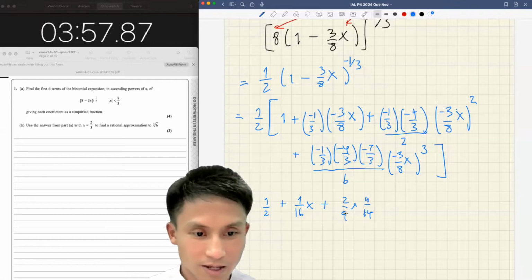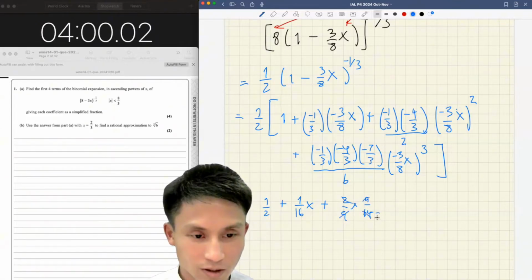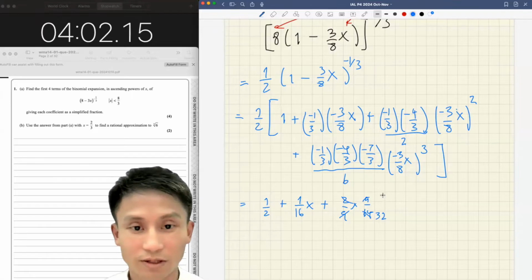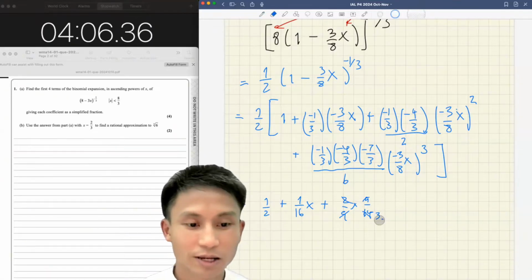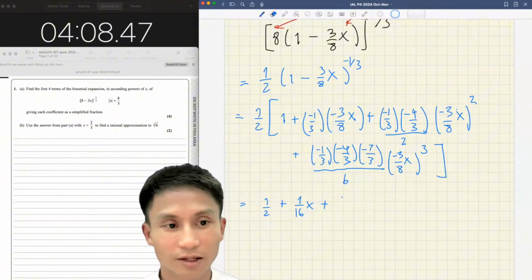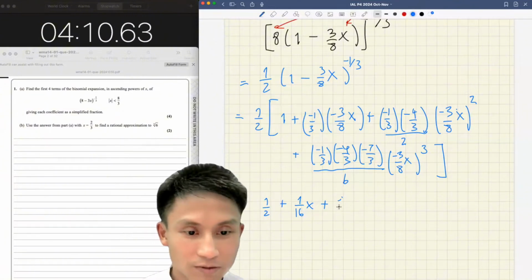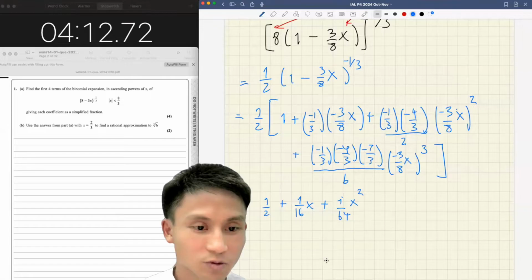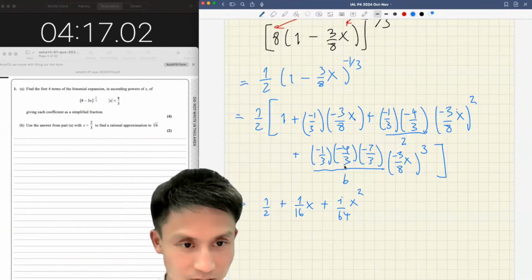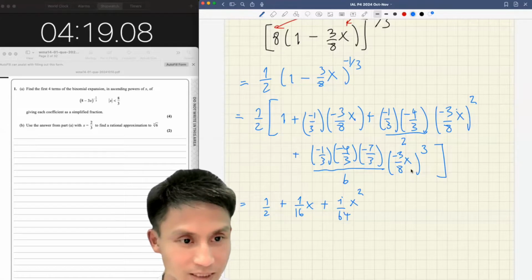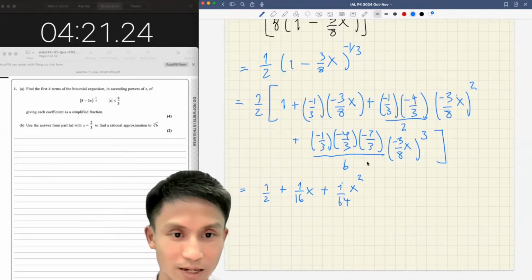Okay, so I get 1 over 32 times 1 over 2. So I get 1 over 64, yeah? With a positive sign again. This is x squared, all right? And then this seems like another positive term because we have 3 minuses here and another 3 minuses here. So all the minuses cancel.